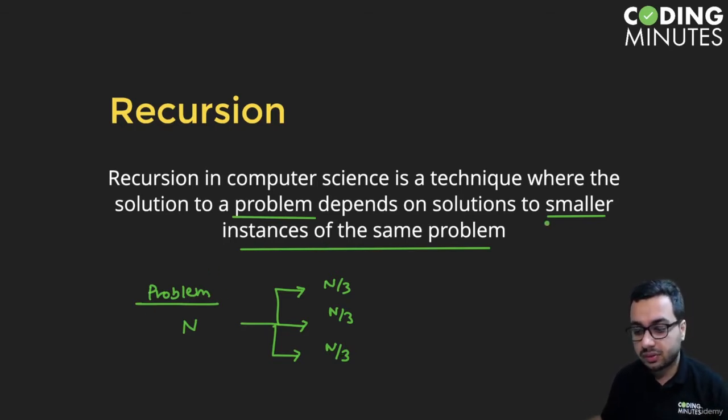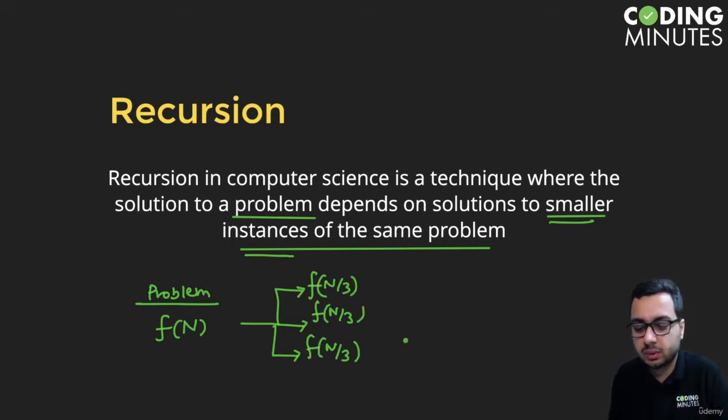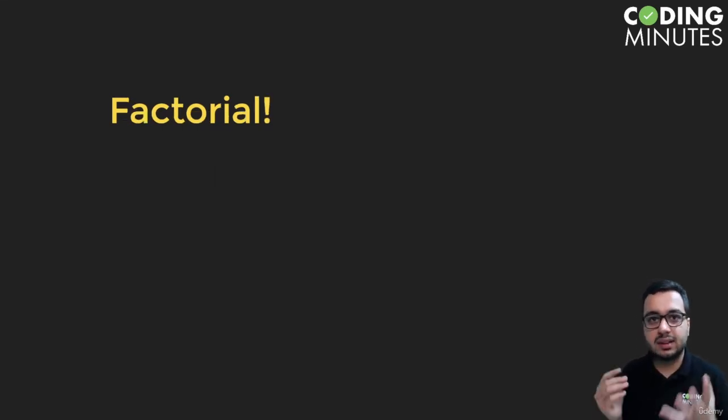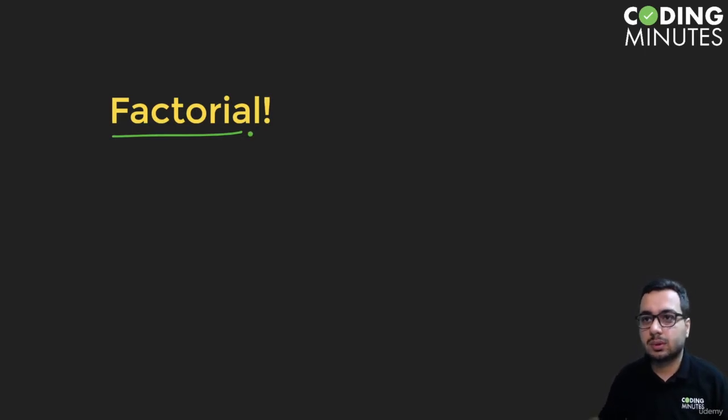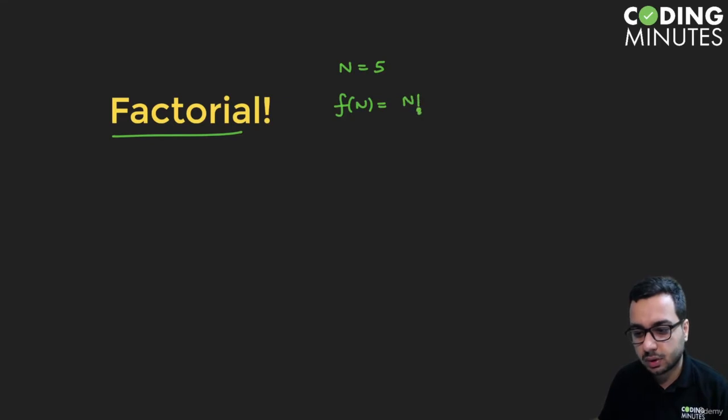What is the meaning of smaller instances of the same problem? Let's say we want to compute some function f, then the smaller problem will also be on the same function f. I will try to explain with the help of one very simple example. Let us see the most classical example that is taken to teach recursion, that is the factorial question. Let's say I want to compute the factorial of a number n. Let's say that number n is 5, and I want to compute f of n that is equal to n factorial.